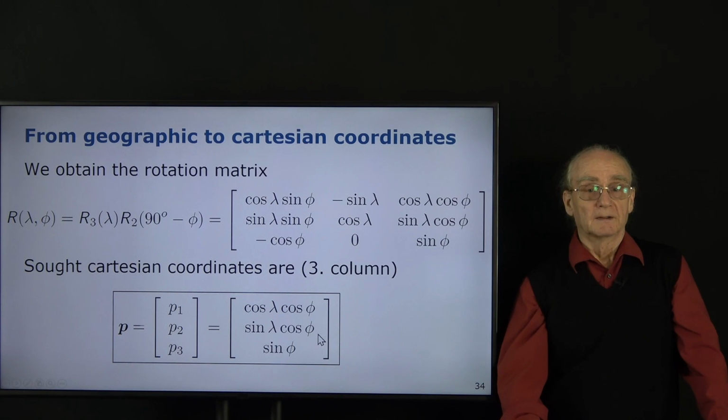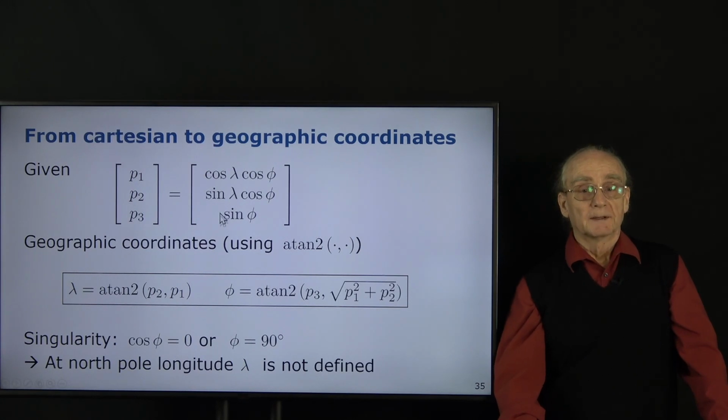Now, let's turn the question around. Let's assume we are given the Cartesian coordinates. How can we calculate lambda and phi from this expression? We, of course, need to have this relation. So we want to use the arctangent with two arguments. So we have to look for the sine of phi and the cosine of phi, and the sine of lambda and the cosine of lambda.